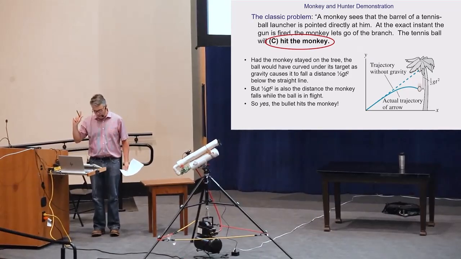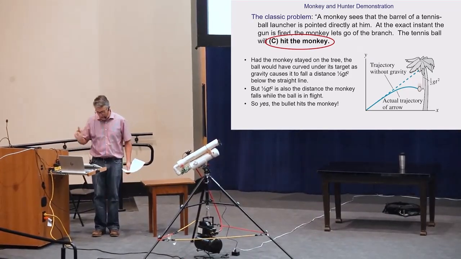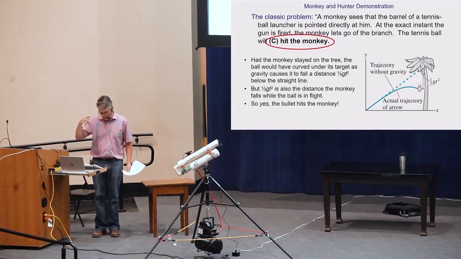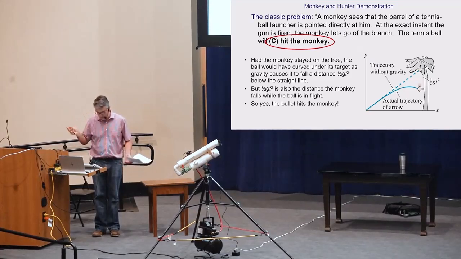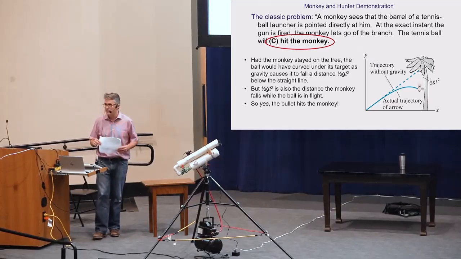Had the monkey stayed on the tree, the ball would have curved under its target as gravity caused it to fall a distance 1/2 gt squared below the straight line. But 1/2 gt squared is also the distance the monkey falls while the ball is in flight. So yes, the tennis ball in this case hits the monkey.